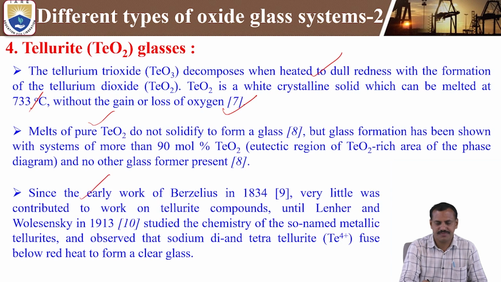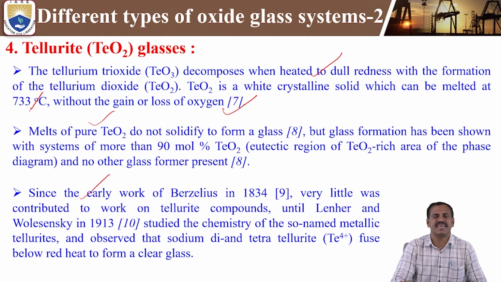Since the earlier work of Berzelius in 1834, in the 18th century, very little was contributed to work on telluride compounds until Lenher and Wodanski in 1933 studied the chemistry of the so-named metallic tellurides and observed that sodium di- and tetratelluride fuse below red heat to form a clear glass. So these two scientists studied telluride based glass systems.